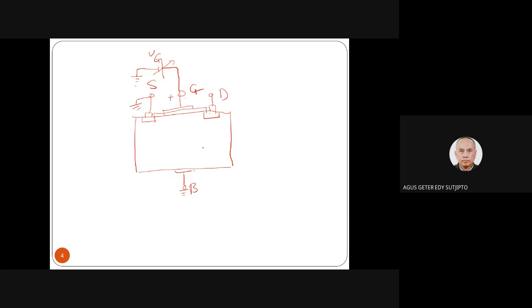We have this insulator, this is SiO2, and this is metal. So what happened when we apply the positive voltage in the gate?